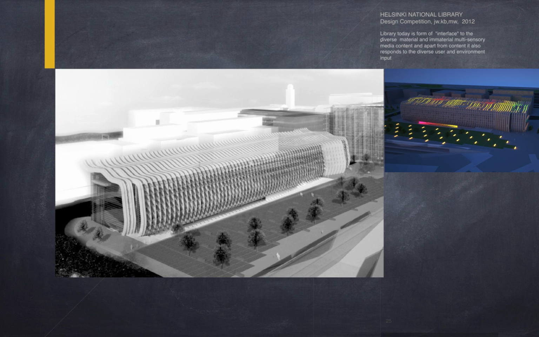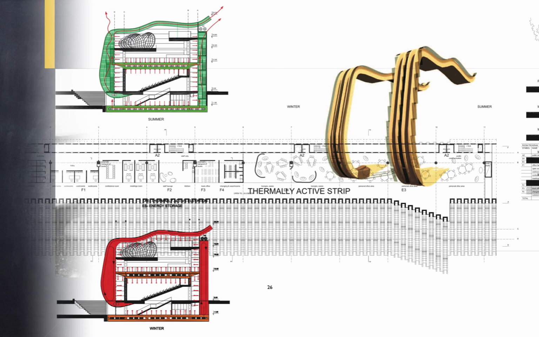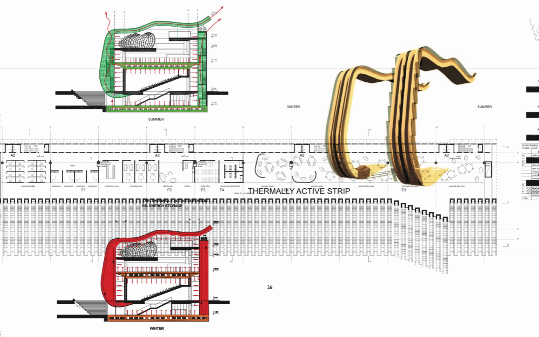And another example in this series of quasi-kinetic objects, in 2012, my entry for the Helsinki National Library, where the outside envelope actually contained serial kinetic elements which reflected both intervention of users and changing climatic conditions. This is a sectional information which shows the summer and winter strips behavior as well as a formalism of a plan.